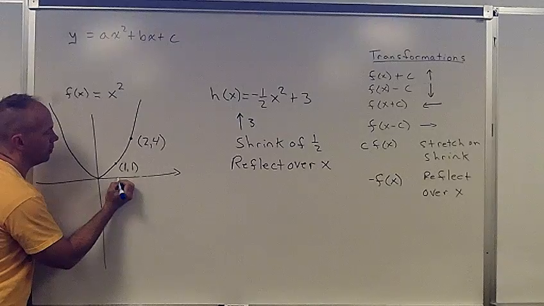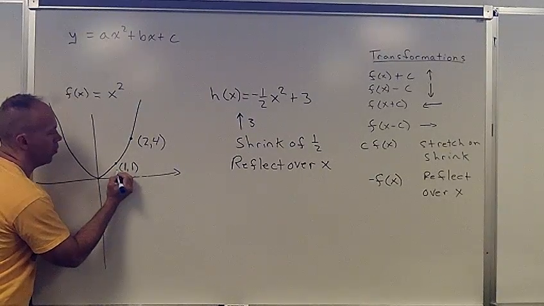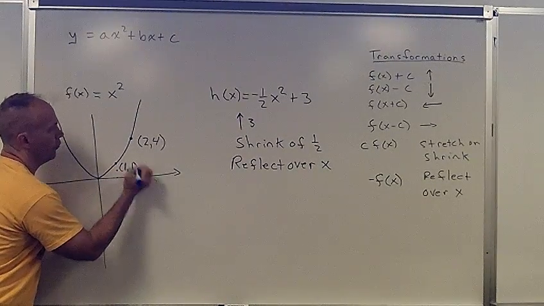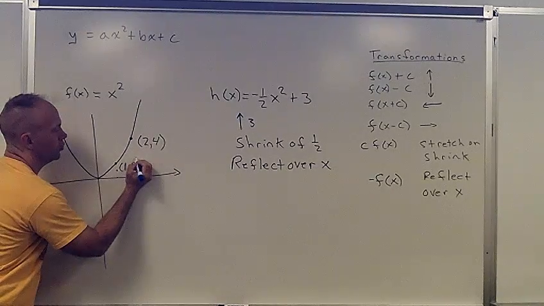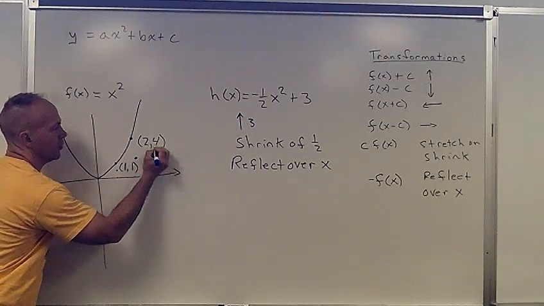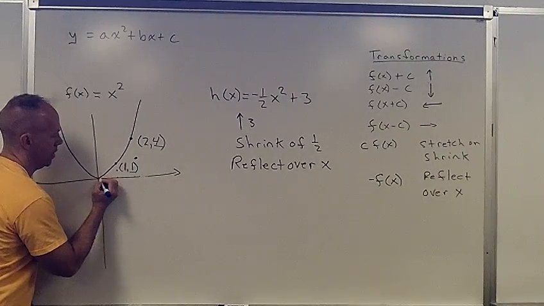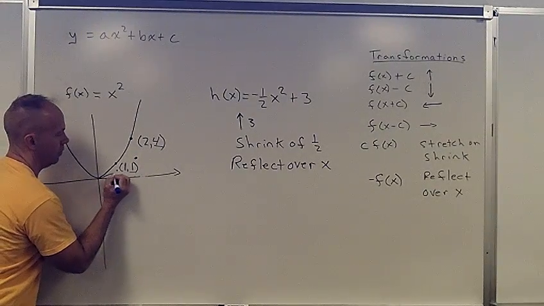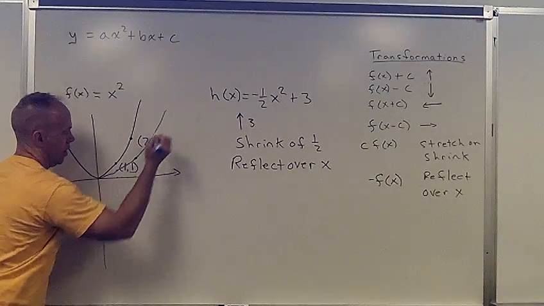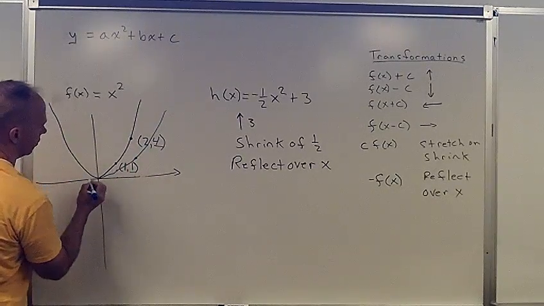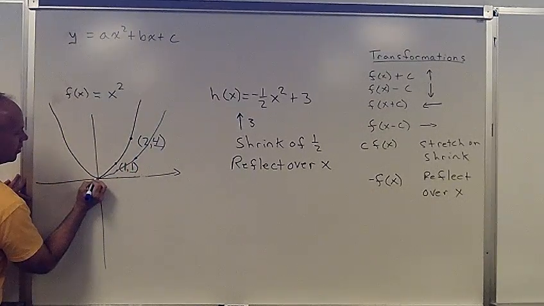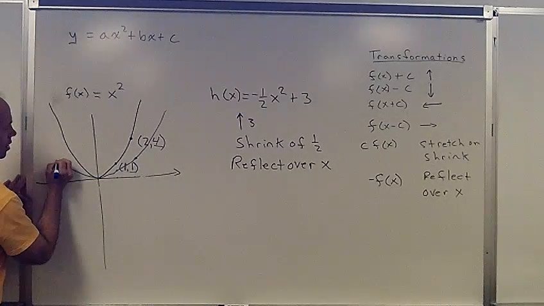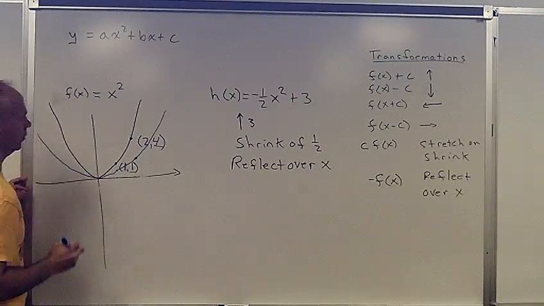So I'm just going to pick a couple. 1 is now going to be 1/2. 2, 4 is now going to be at 2, 2. I shrink the y coordinates. And so now I've got a couple of them. And of course, this is going to be symmetric over here. So it's going to look like that.